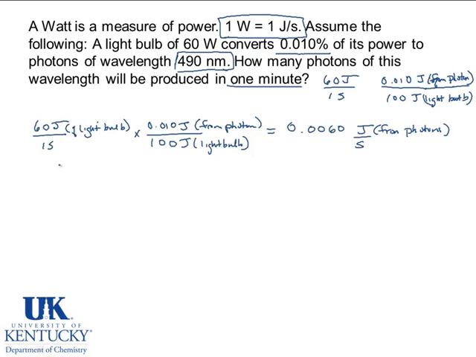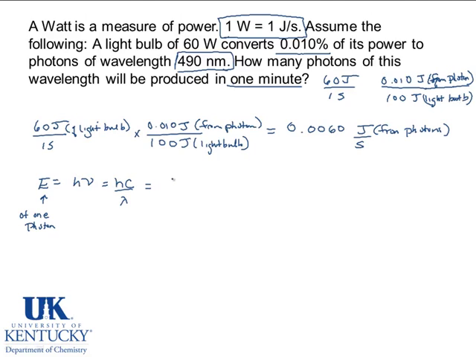Okay, so now we're going to go to our next step. Let's figure out the energy of one of these photons at 490 nanometers. Now we know that E equals h times nu, and when we use this equation, this is the energy of one photon. Now I don't know the frequency, but I do know the wavelength, so I can convert this equation to E equals hc over wavelength, and I can plug that information in.